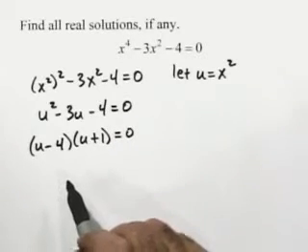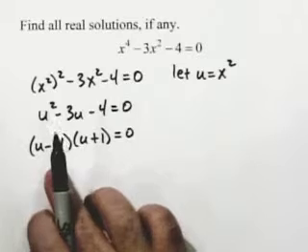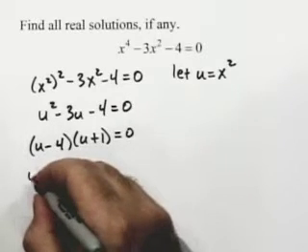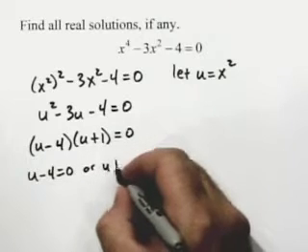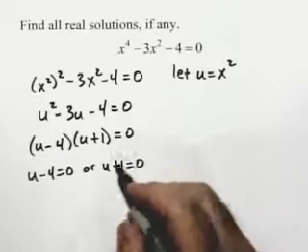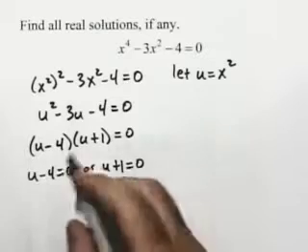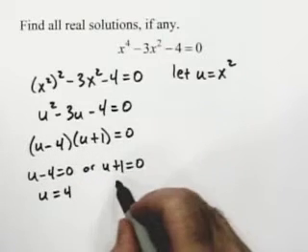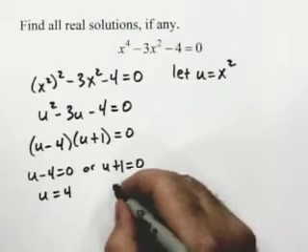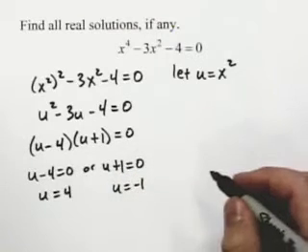Using the zero product property, we'll set each of these factors equal to 0 and solve. So we'll have u minus 4 is equal to 0, or u plus 1 is equal to 0. Solve this first equation by adding 4 to both sides, because this u is equal to 4. And here we'll subtract 1 from both sides, get u is equal to negative 1.